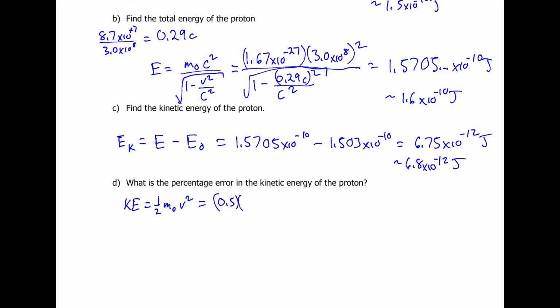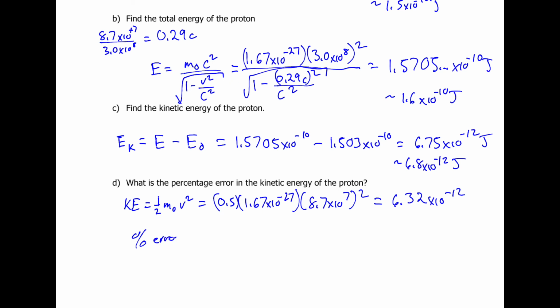0.5 times 1.67 times 10 to the minus 27, and then 8.7 times 10 to the 7th, squared. So regular kinetic energy, ignoring relativity and just saying, hey, this particle's going pretty fast. What's its kinetic energy? It's not too far off. It's not bad, though, right? It's 6.32 times 10 to the minus 12. It's not bad.